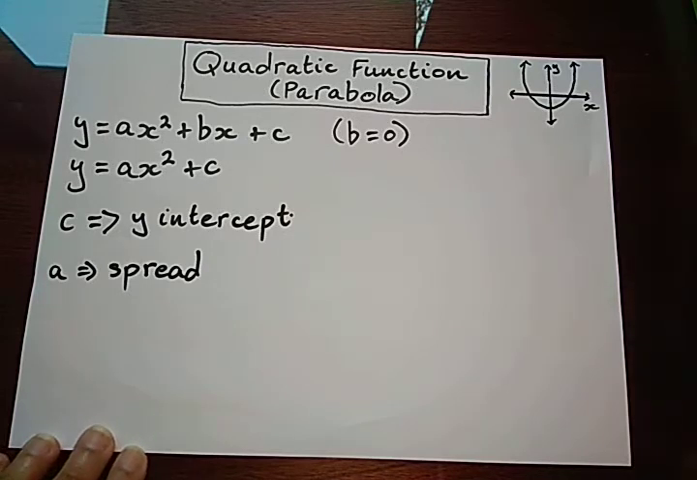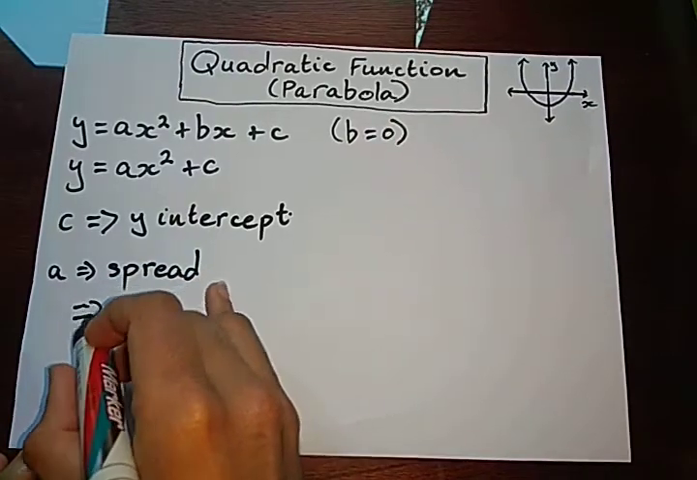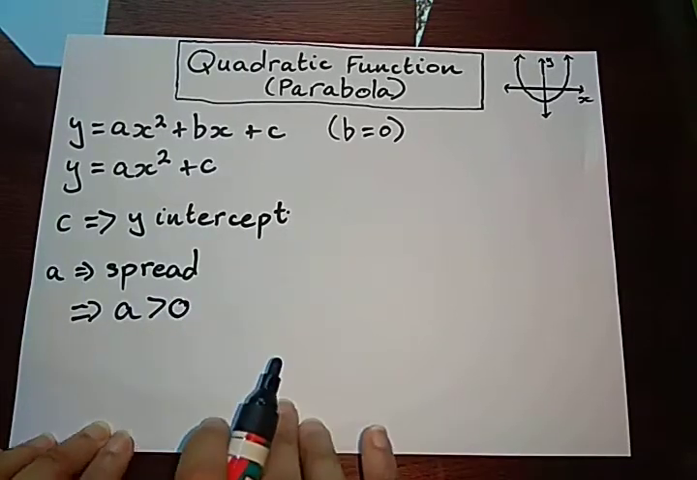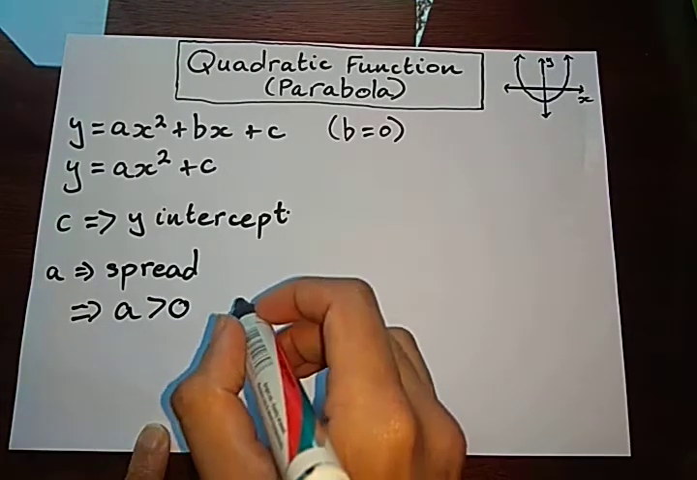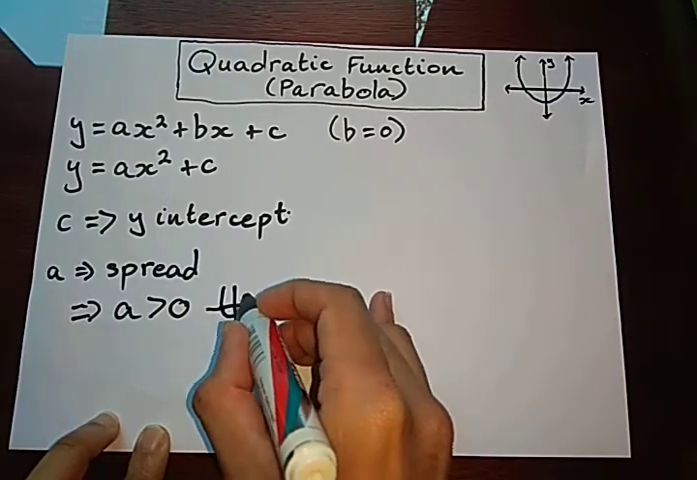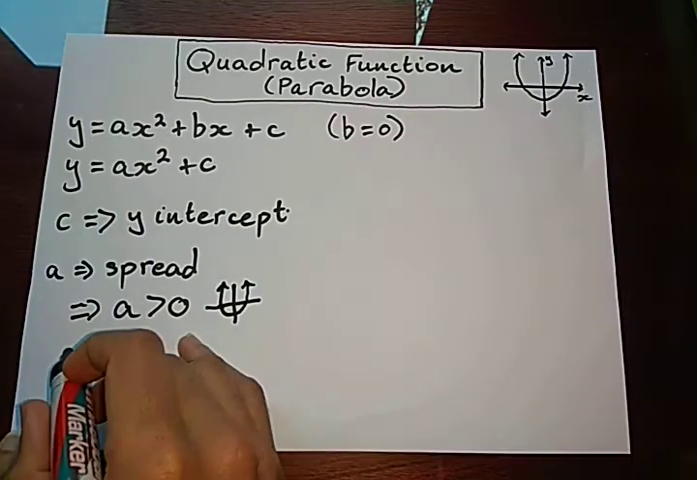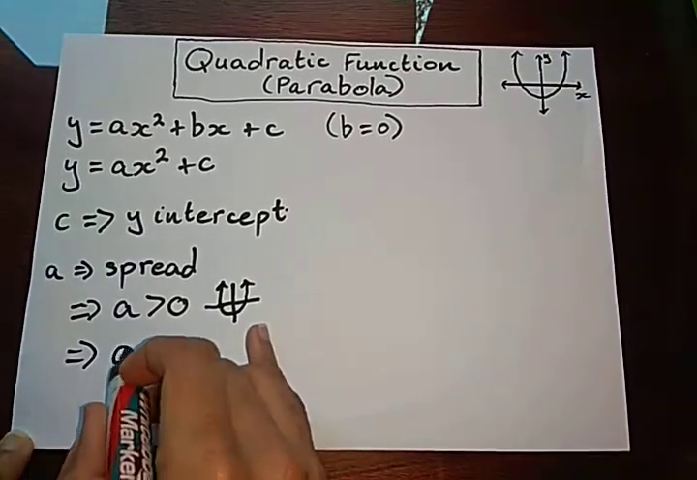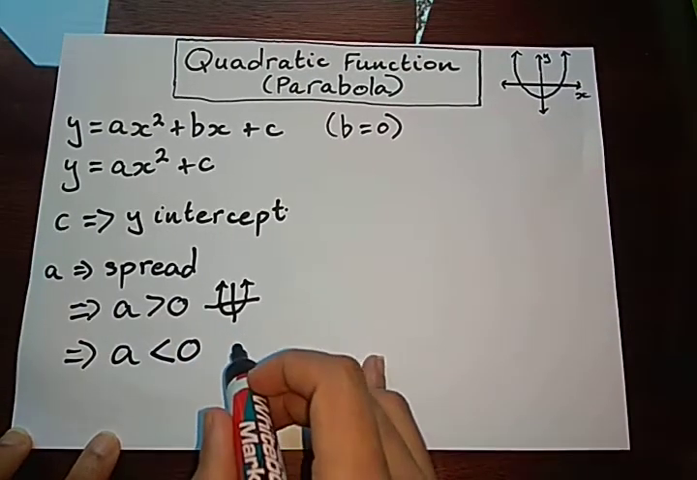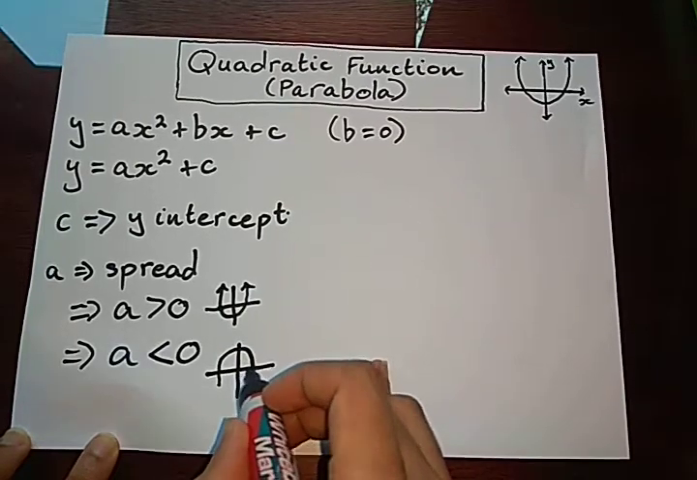But more importantly, the a value describes the orientation of our curve. If a is greater than 0, in other words, if a is positive, our graph takes on a smiley face shape on our Cartesian plane. And on the other hand, if a is less than 0, which means it is negative, our graph will take on an upside down shape.